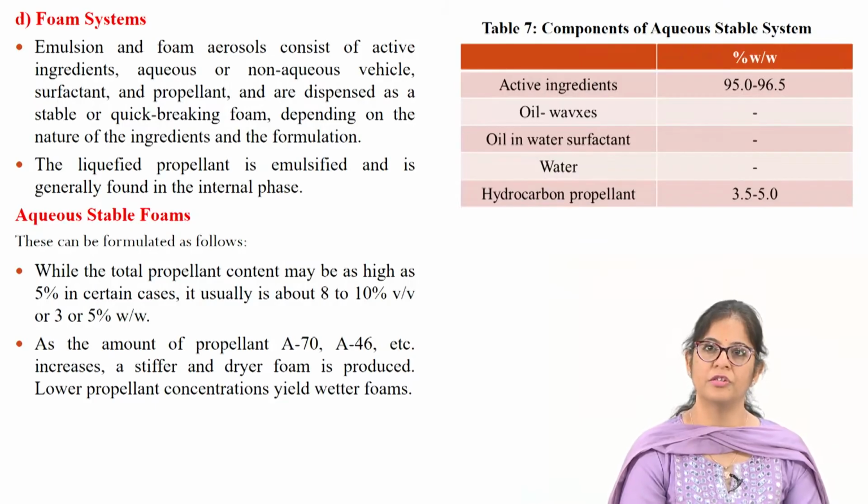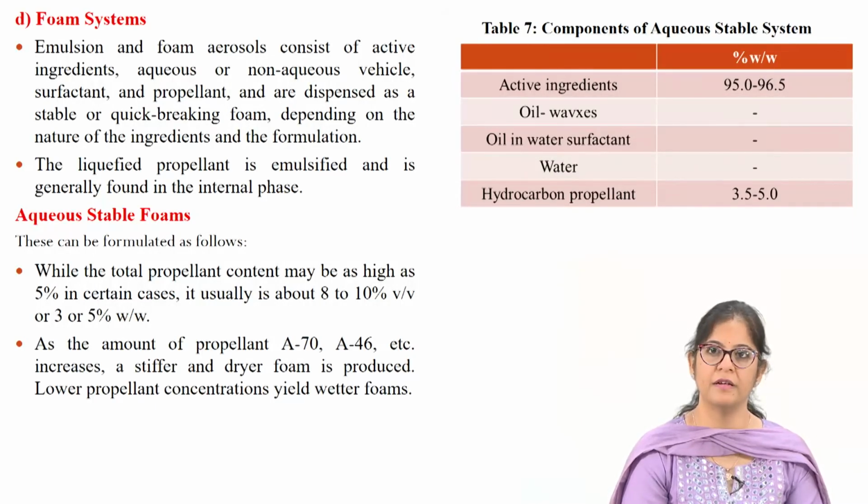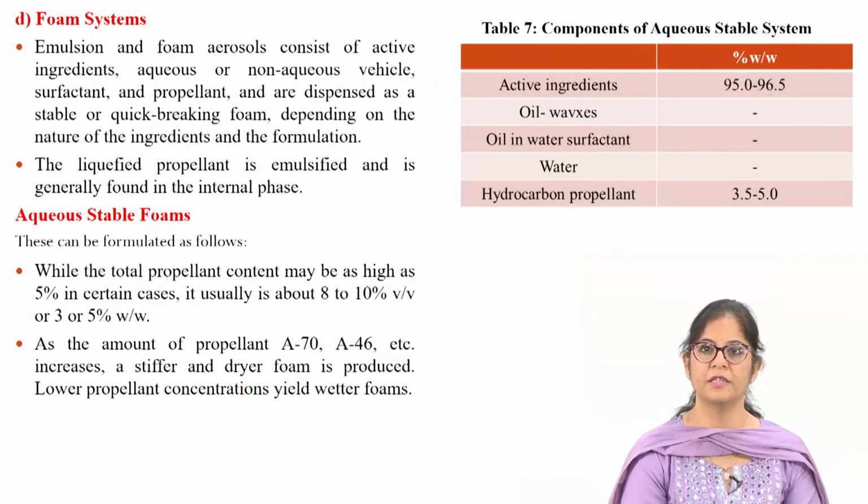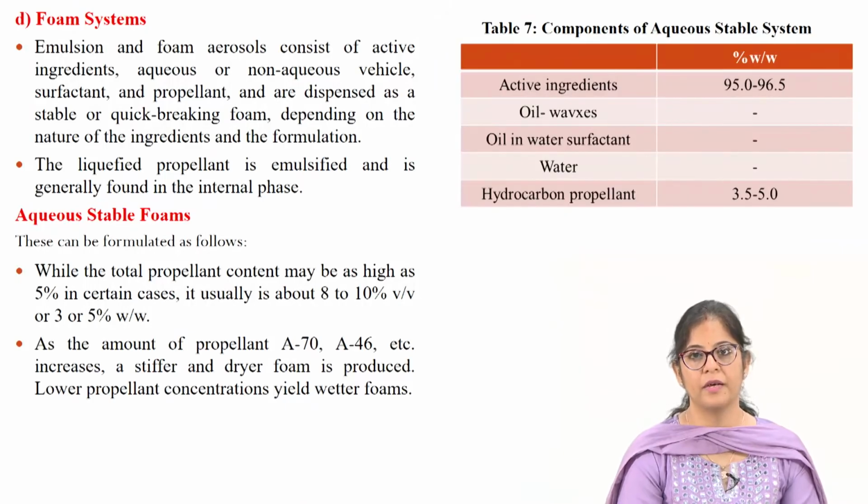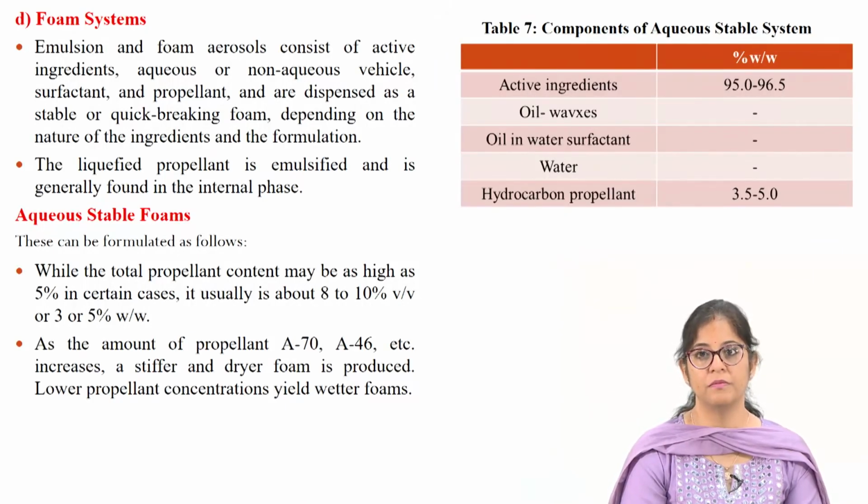Foam systems. Emulsion and foam aerosols consist of active ingredients, aqueous or non-aqueous vehicle, surfactant and propellant, and are dispensed as a stable or quick breaking foam depending on the nature of ingredients and the formulation. The liquefied propellant is emulsified and is generally found in the internal phase. Aqueous stable foams can be formulated by the use of total propellant content, which is usually about 8 to 10% volume by volume.